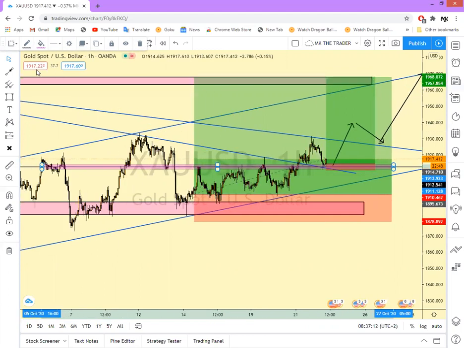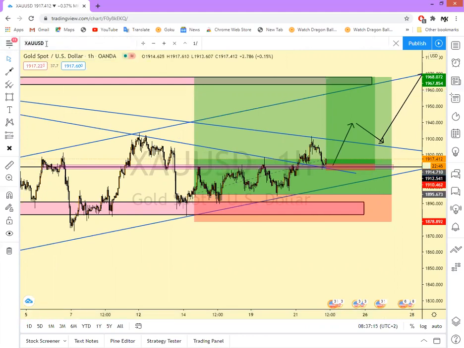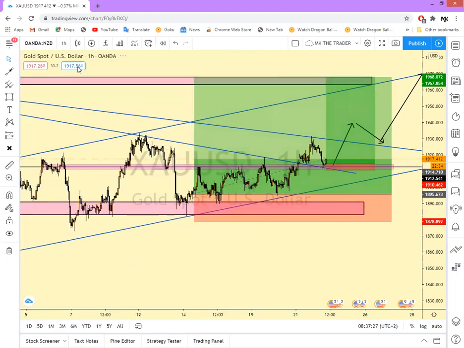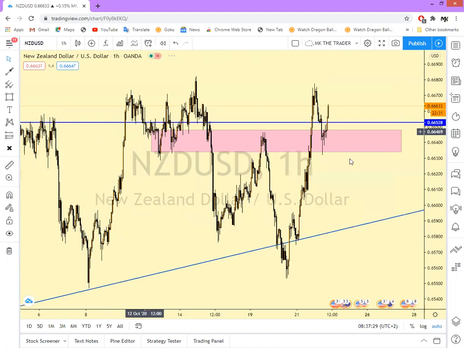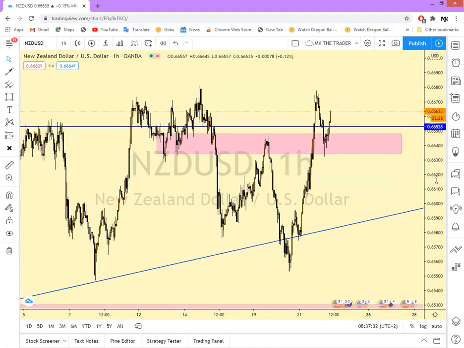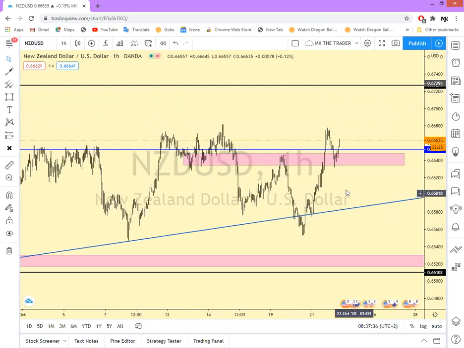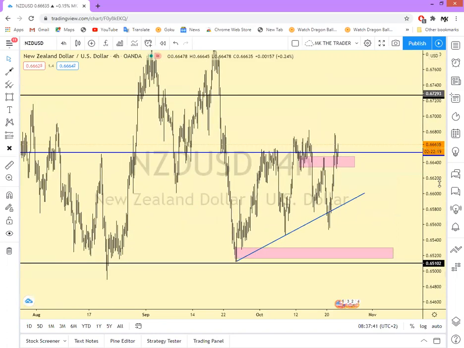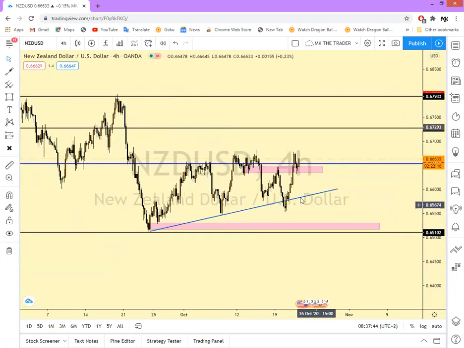So let me check each other one. NZDUSD. NZDUSD, we missed an entry here. This is H1. We missed an entry, but another one was presented again here, which is a good buy, and then you can still buy.